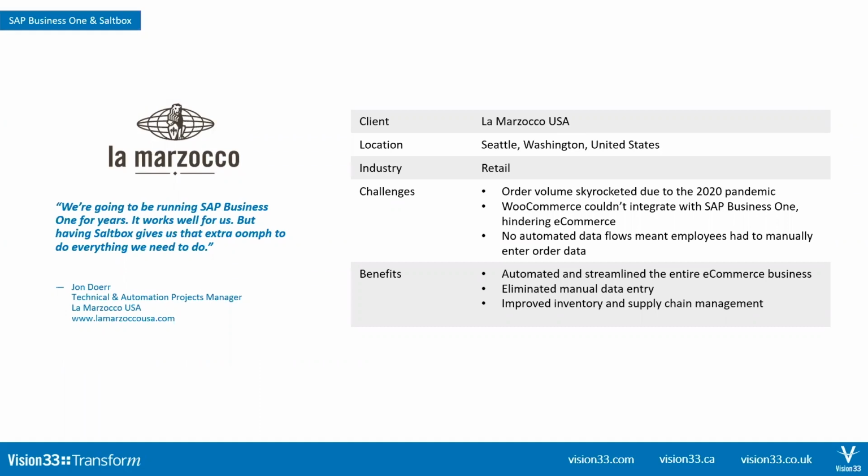But their e-commerce solution, WooCommerce, could not integrate with SAP Business One. Now, they didn't change it, right? Not the Saltbox. They stuck with WooCommerce, but they integrated it to SAP Business One. They had no automated data flows, which meant employees had to manually enter all the orders from the website into SAP Business One. So their benefits were that they automated and streamlined the entire e-commerce side of the business.